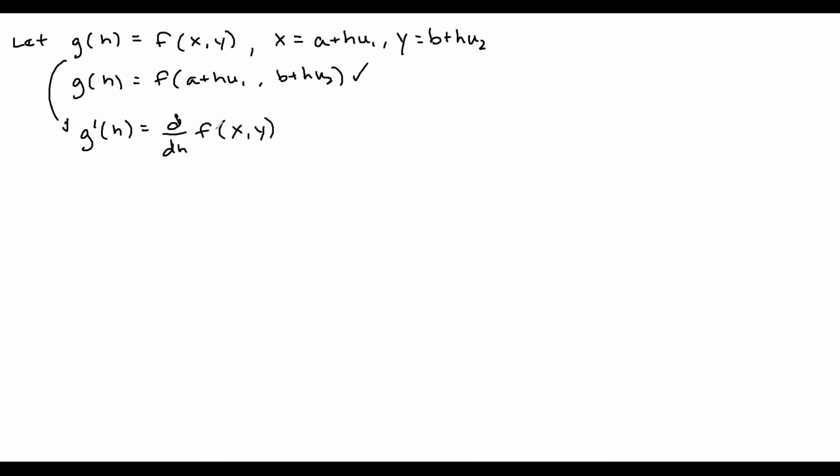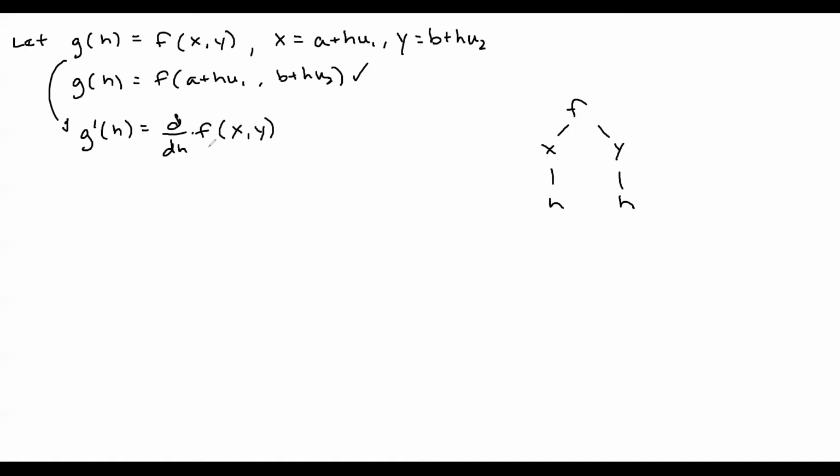So we differentiate both sides. And if you do that, we need to go through and differentiate f of x comma y, since it's a composition of functions, right? So we've got the outer function f of x, y, and then the inner function a plus hu1, b plus hu2. We need to use the chain rule to figure out what the derivative would be. So if you watch the previous video, the chain rule tells us, if we start with f in terms of x and y, and then x is in terms of h, and y is in terms of h.